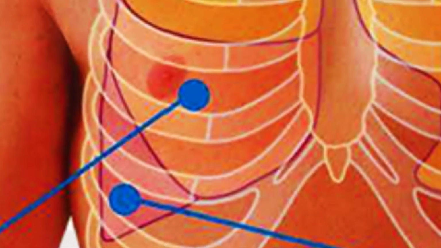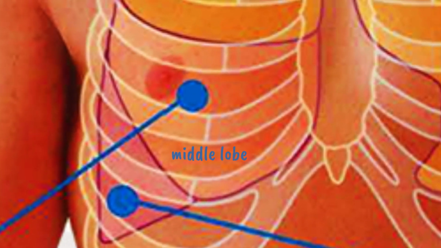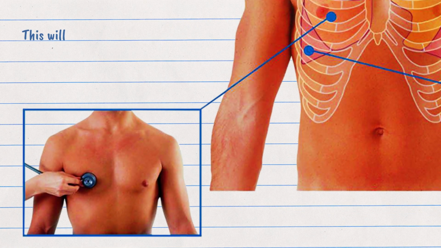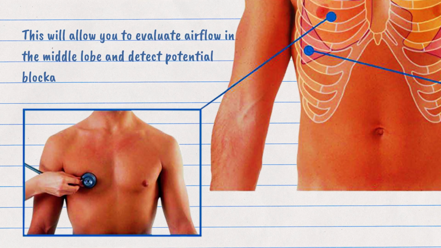Third, middle lobe of the right lung. For optimal assessment, place the stethoscope laterally around the fourth or fifth intercostal space on the right side. This will allow you to evaluate airflow in the middle lobe and detect potential blockages, consolidation, or abnormal breath sounds.